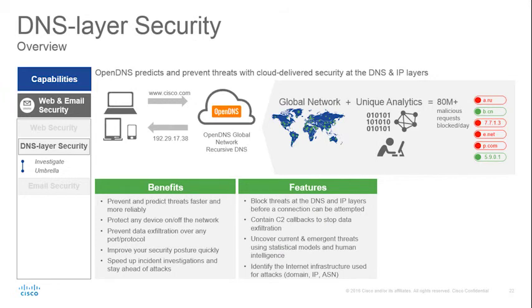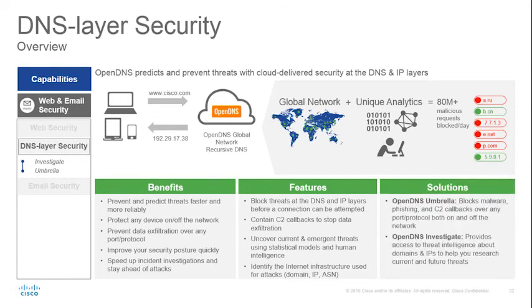Through a combination of automated statistical models and human intelligence, OpenDNS uncovers the internet infrastructure being used for attacks. OpenDNS identifies both current and emergent threats on the internet, and then blocks connections to these malicious sites before they're even attempted. In fact, OpenDNS blocks over 80 million malicious requests per day.